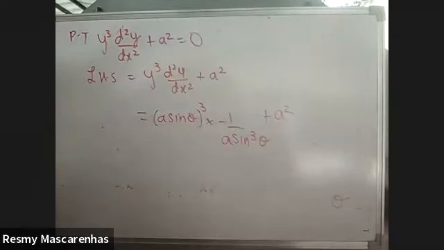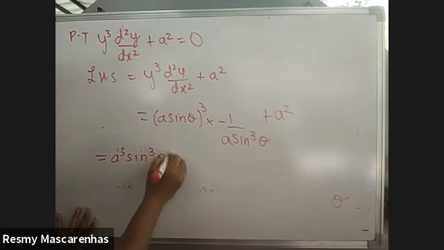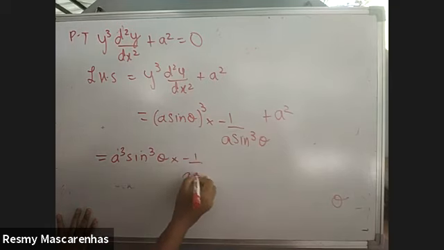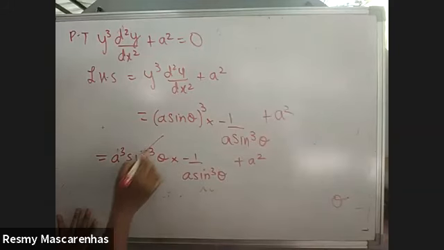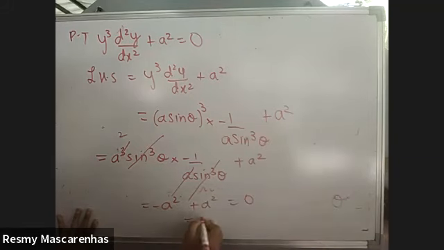So next step will be a cube sin cube theta. Cube will belong to both the terms, so cube and cube will cancel. So a square minus a square plus a square is equal to 0, which is equal to your right hand side.